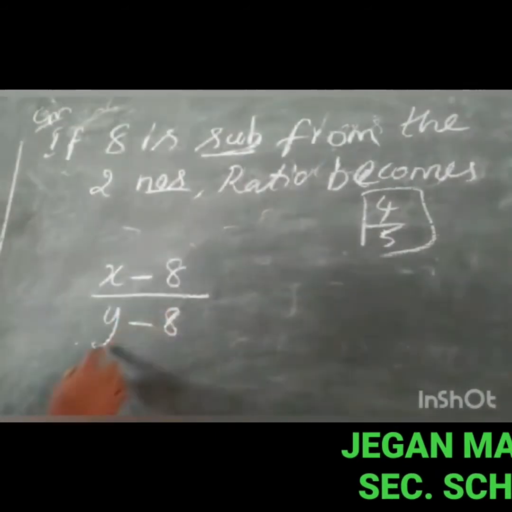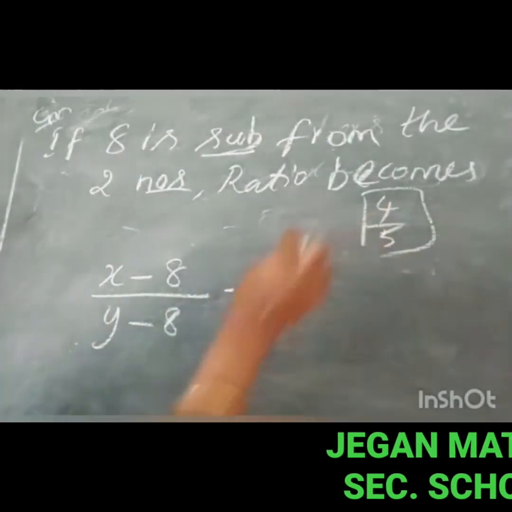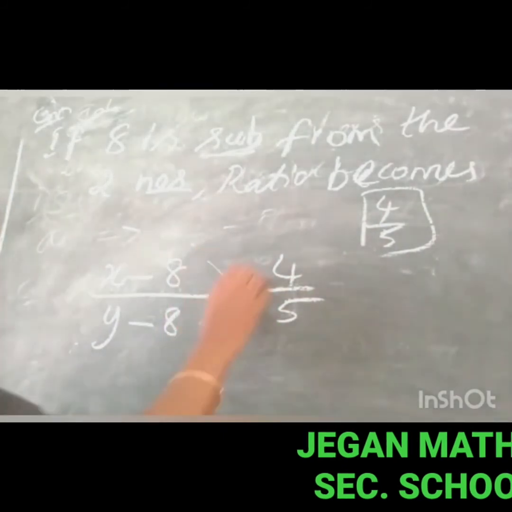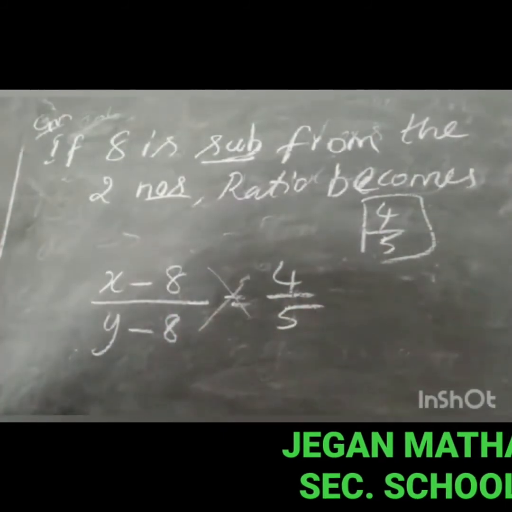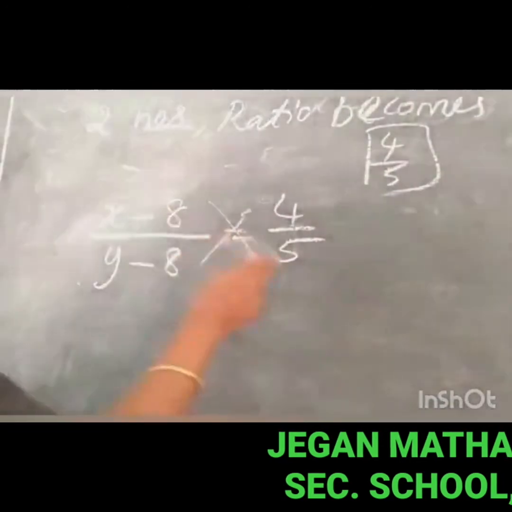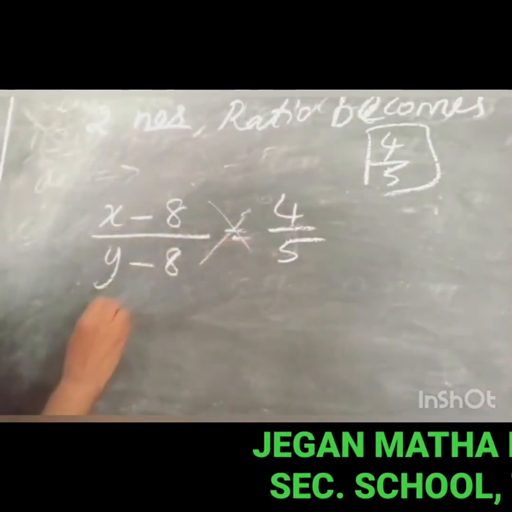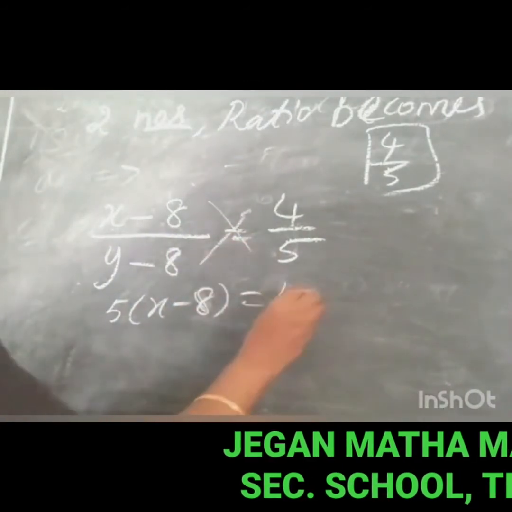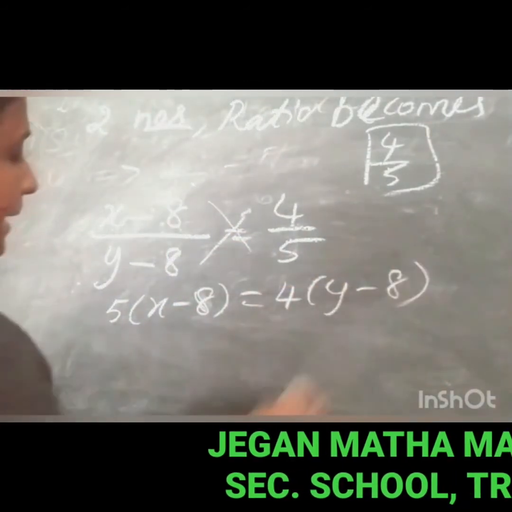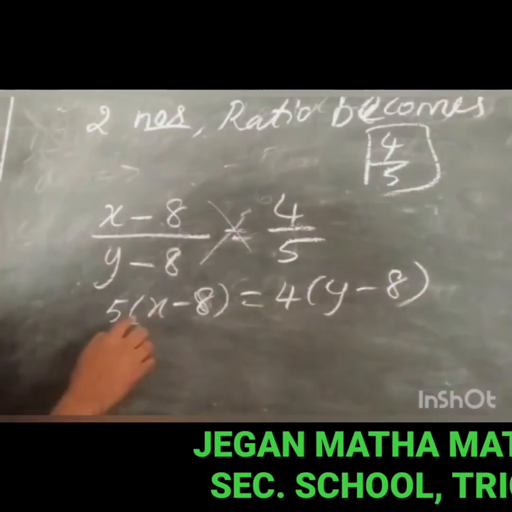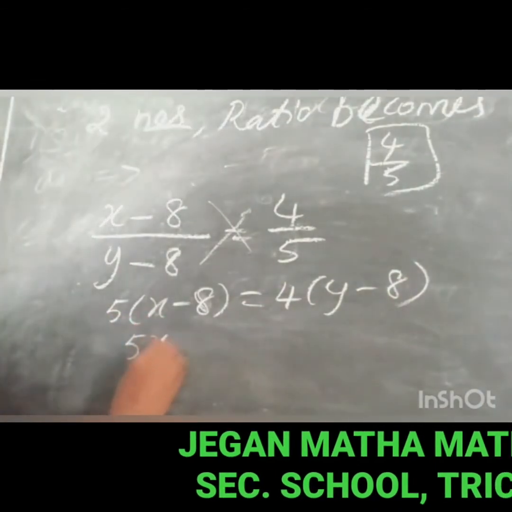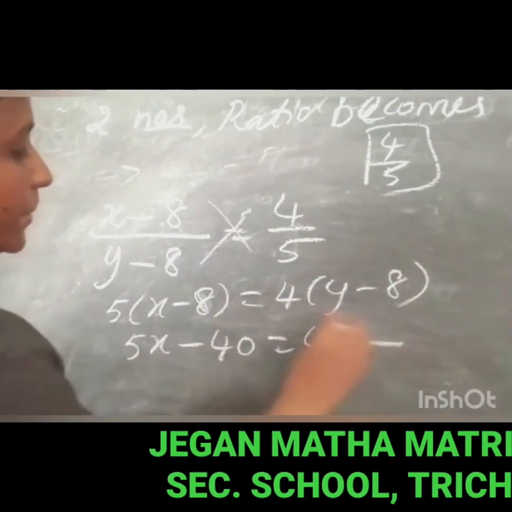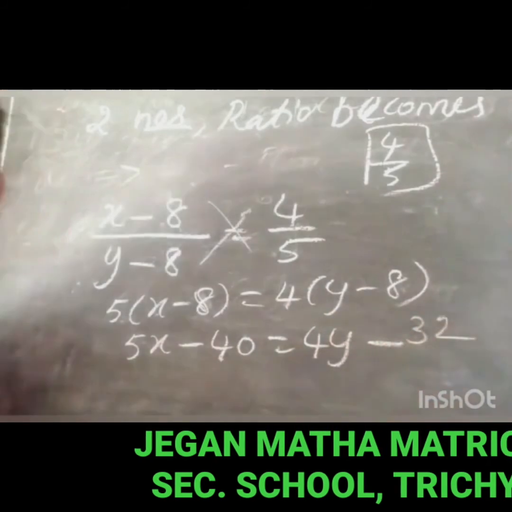So that is given, 8 is subtracted from the two numbers. So (x minus 8) by (y minus 8) equal to 4 by 5, that is given in the sum. Now as usual you can do the cross multiplication and form the equation. 5 multiplied by (x minus 8) equal to 4 multiplied by (y minus 8). So we can do the multiplication in the bracket: 5 into x, 5x minus 5 eights are 40, equal to 4 into y, 4y minus 4 eights are 32.